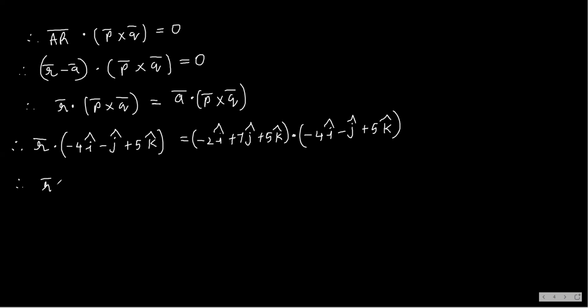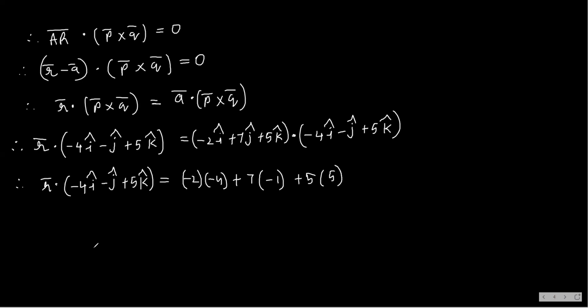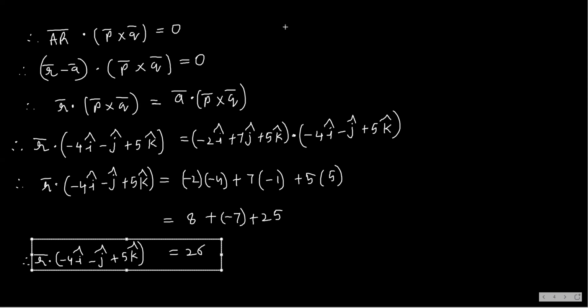So this gives you R bar dot minus 4 I cap minus J cap plus 5 K cap equals minus 2 into minus 4 is 8. I hope you know what I'm writing. Minus 2 into minus 4, plus 7 into minus 1, plus 5 into 5. So you got 8 plus minus 7 plus 25. Okay, so this is 26. Therefore R bar dot minus 4 I cap minus J cap plus 5 K cap equals 26, and this is the required vector equation of the plane.